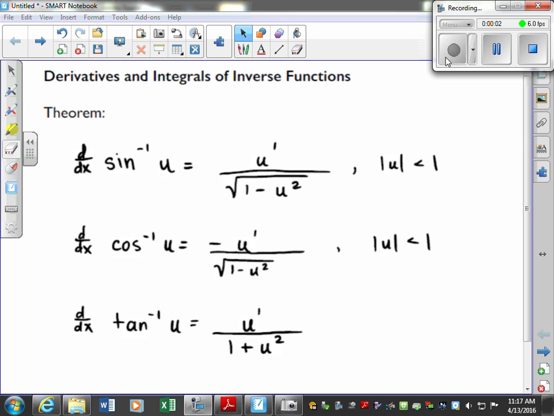Okay, so now that we've reminded ourselves about trig and inverse functions, we're now going to work on derivatives and integrals of inverse functions. And some theorems are given for the derivatives of these functions. So if you would, write down the derivative of sine inverse of u, and then cosine inverse of u and tangent inverse of u.